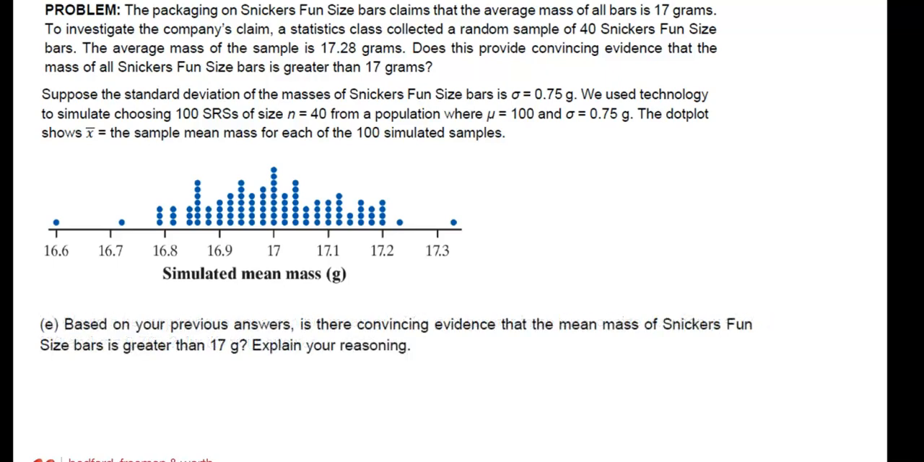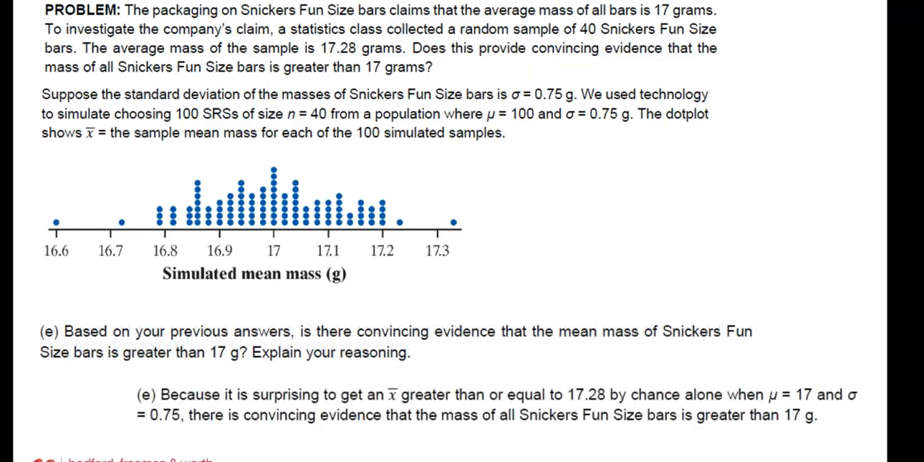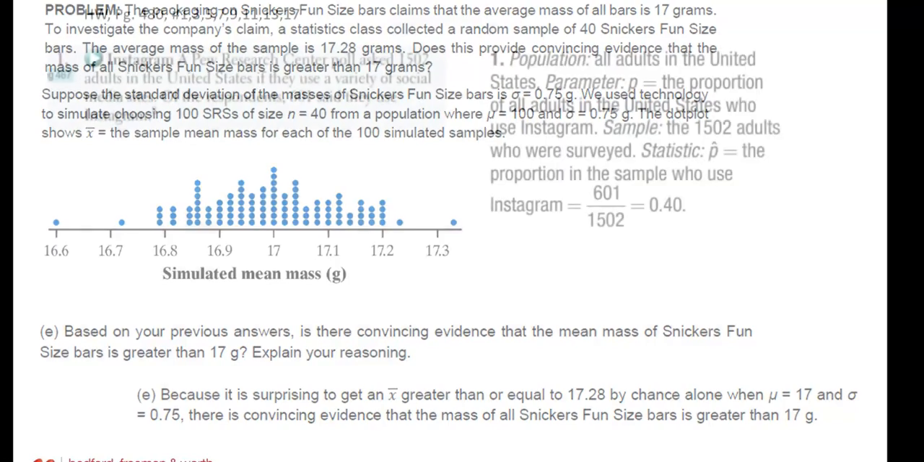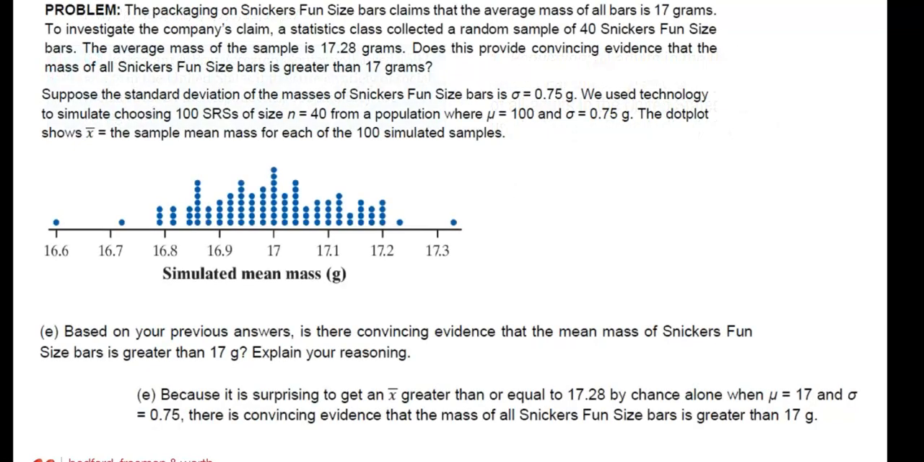Based on your previous answer, especially that last one, is there convincing evidence that the mean mass is greater than 17? Absolutely. Is there only a 1% chance that our sample happened? Yes, we have convincing evidence because of the 1% chance we found. That's your lesson for today.